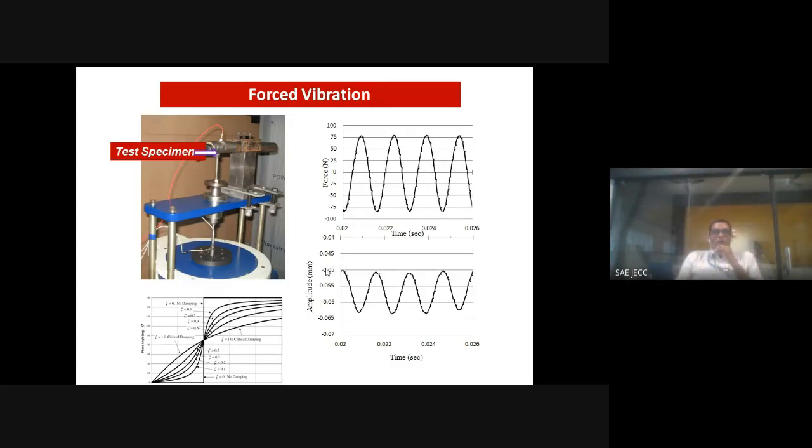So if there is no damping, both will be the same. That means the phase difference will be 0 if there is no damping. Okay. And the natural frequency will also be the same as the damped frequency. That is omega by omega n, that will be the same value.